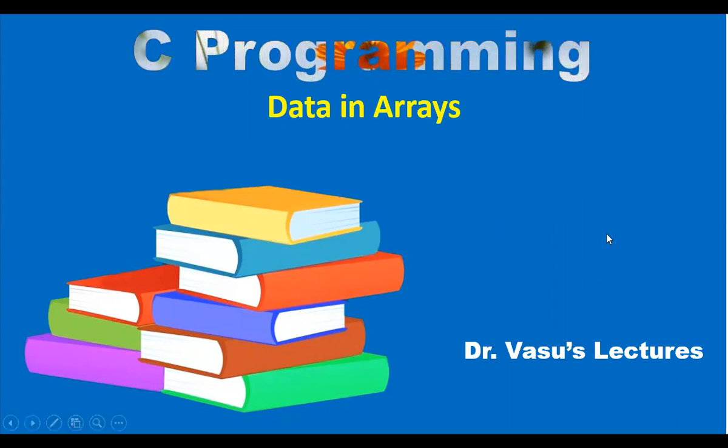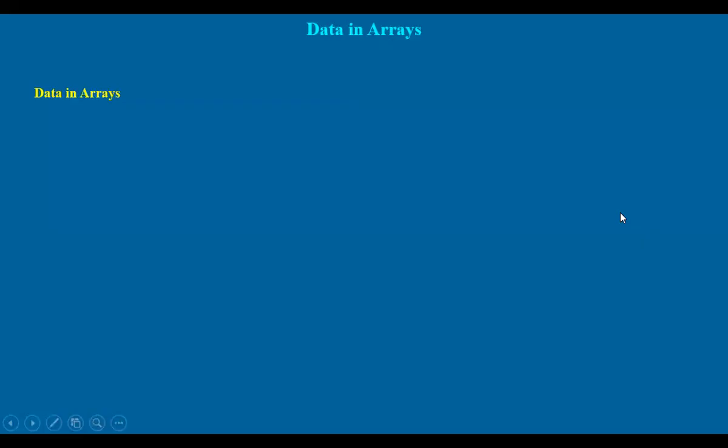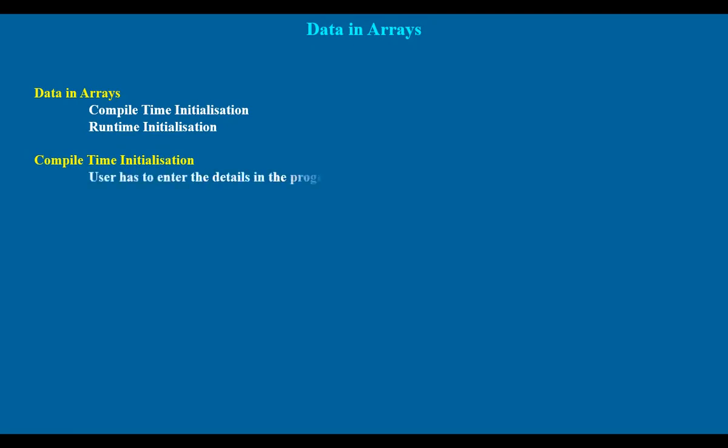Okay, now let's see what the data is in the arrays. Data in arrays comes in two ways. One is compile time initialization and the second one is runtime initialization. Compile time initialization means we give the data or assign the data to the array in the program itself. Whatever values we want to give, we'll be writing them in the program itself.